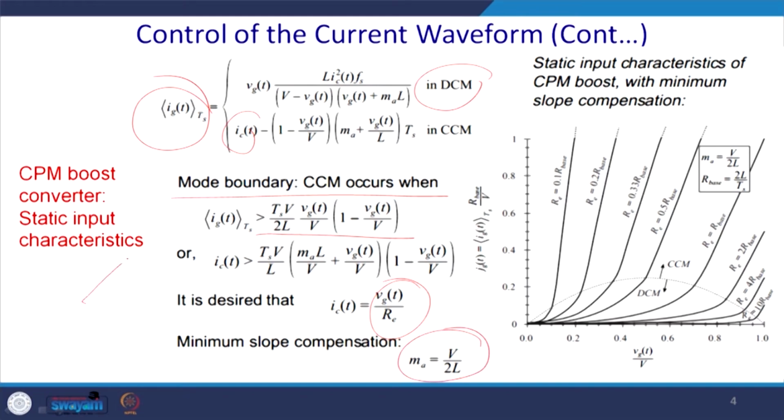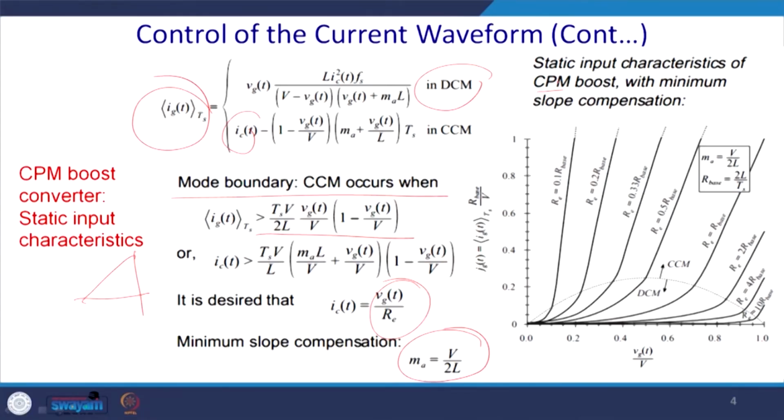So, this is the slope that you will get. You want to have slope compensation, so you act on a slope; thus this method is quite fast compared to the different current mode controls. And the static input characteristics of this current programming mode boost converter, we can see that the effective resistance becomes 2L by Ts, that is your base resistance, and you can see how it will change this value.